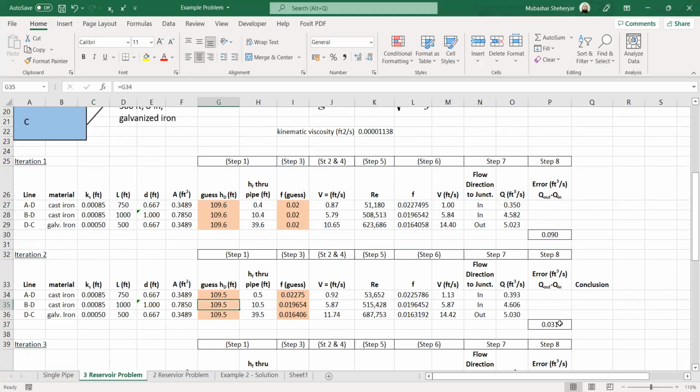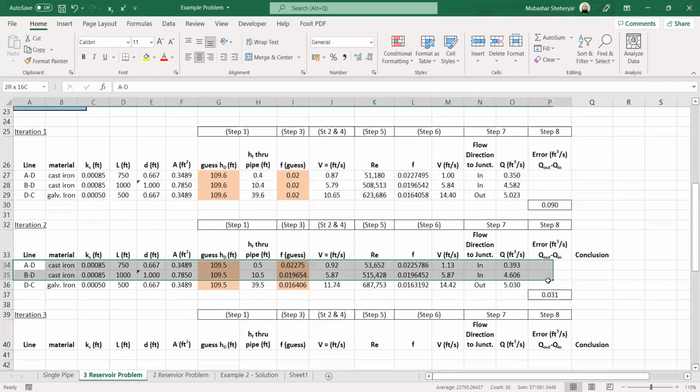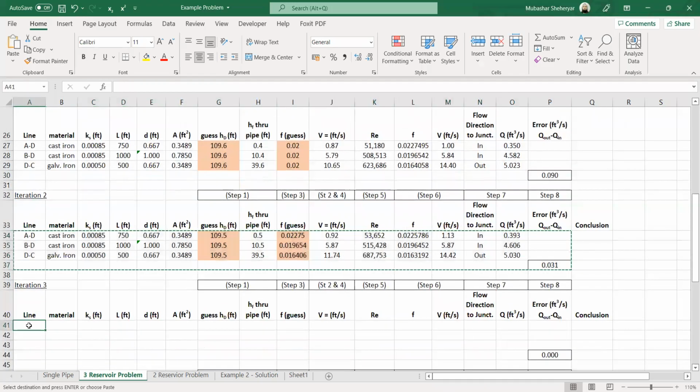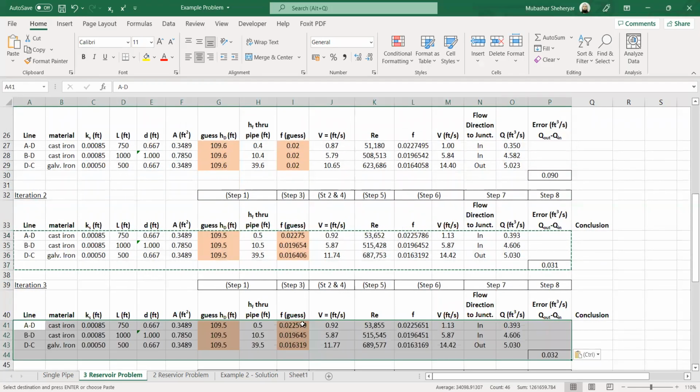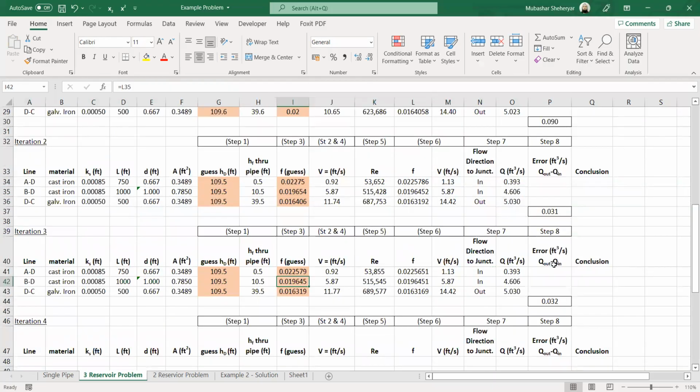So the value decreases a little bit. Again, third iteration. Basically, we will use the friction factor value of the previous iteration to again calculate the outflow and inflow through junction D. So the value is converging to zero.